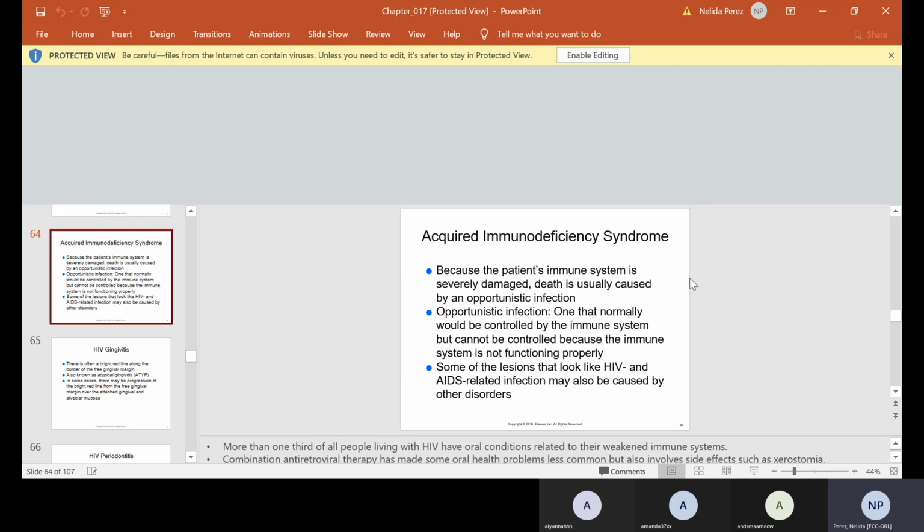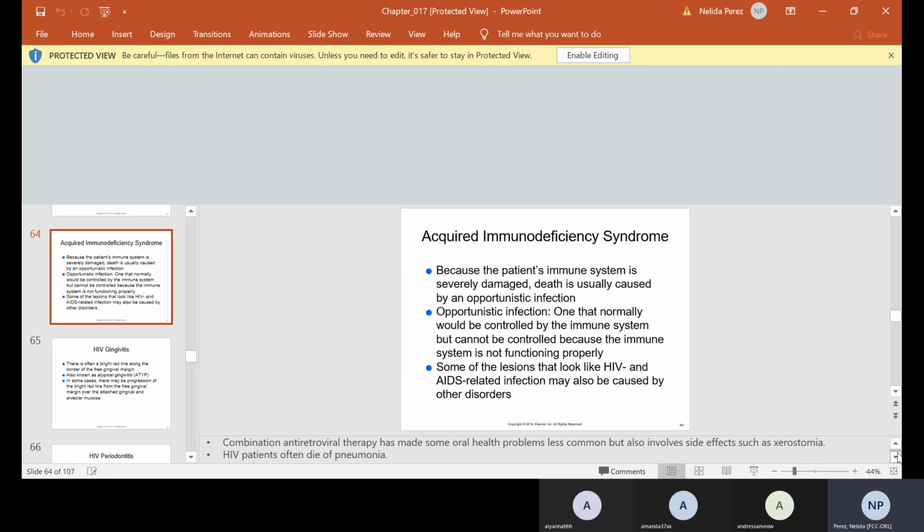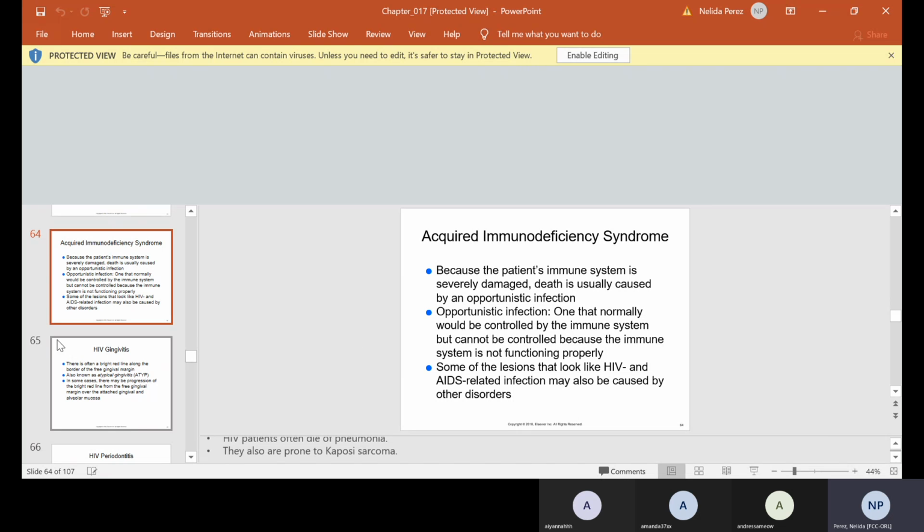More than 1/3 of all people living with HIV have oral conditions related to their weakened immune systems. Combination antiretroviral therapy has made some oral health problems less common, but also involves side effects such as dry mouth. And HIV patients often die of pneumonia. They are also prone to something called Kaposi's sarcoma.